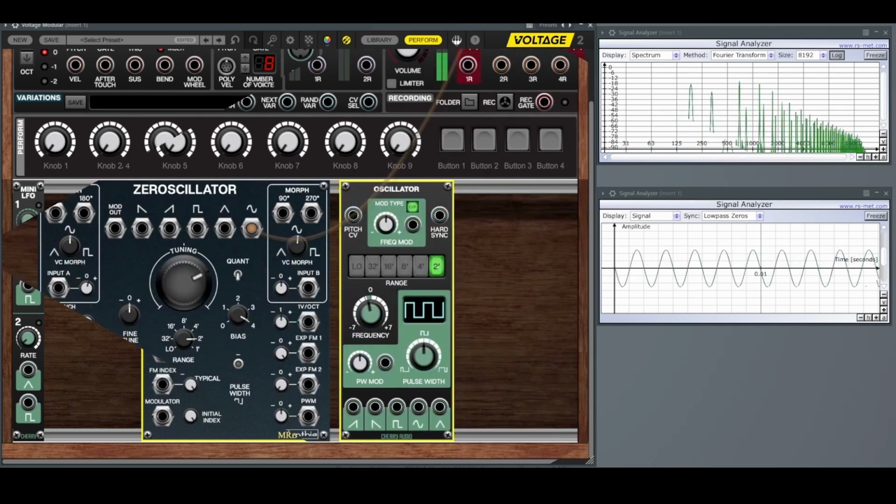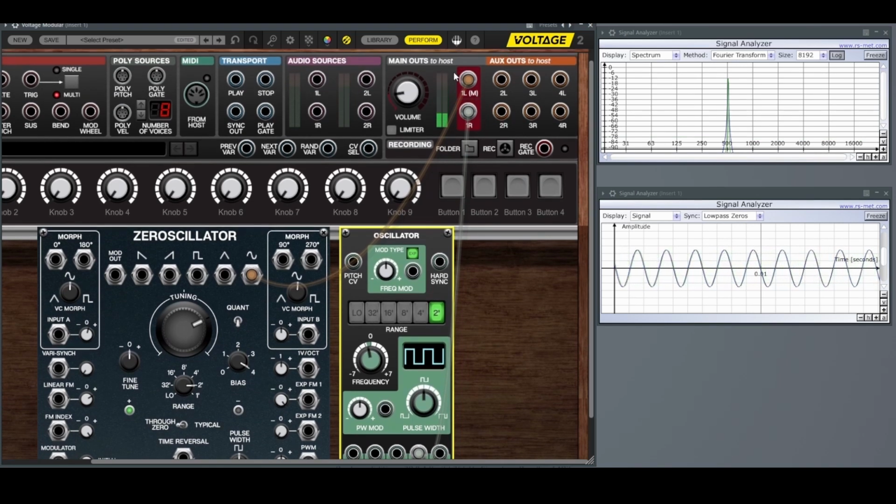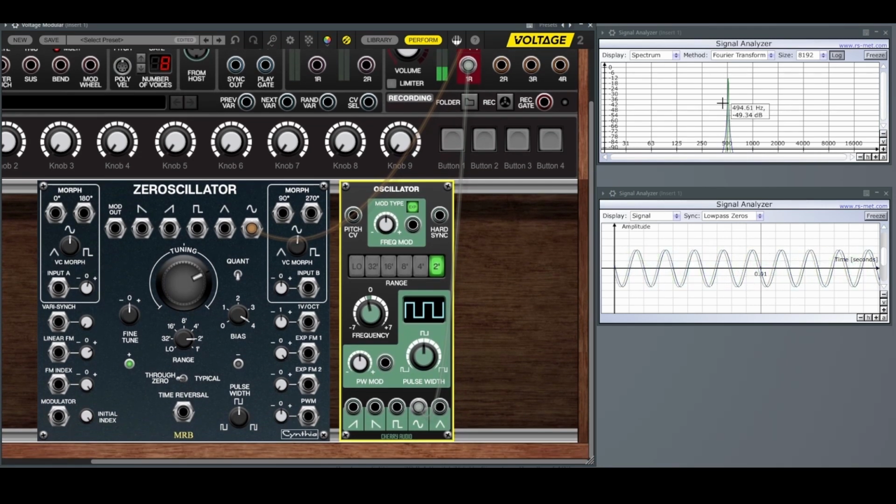May I draw your attention to the fact that the Zeroscillator and the green external modulating oscillator have been running at the same frequency so far? Let me change that. Only experimental and just for fun a bit at the moment.